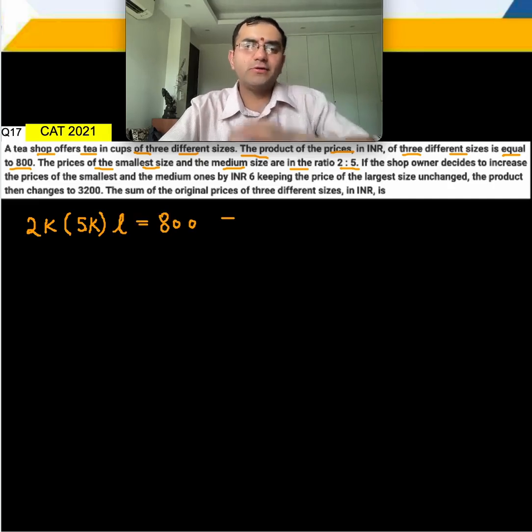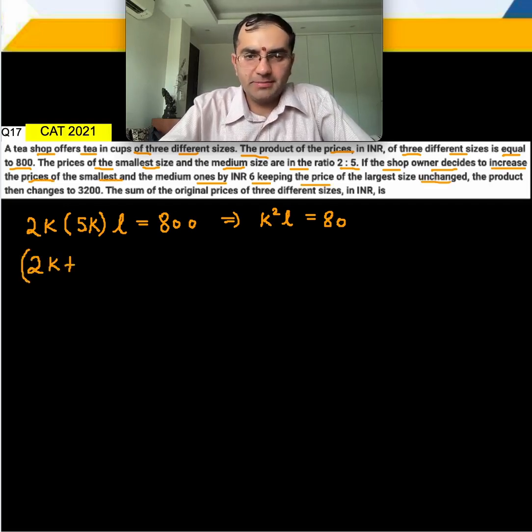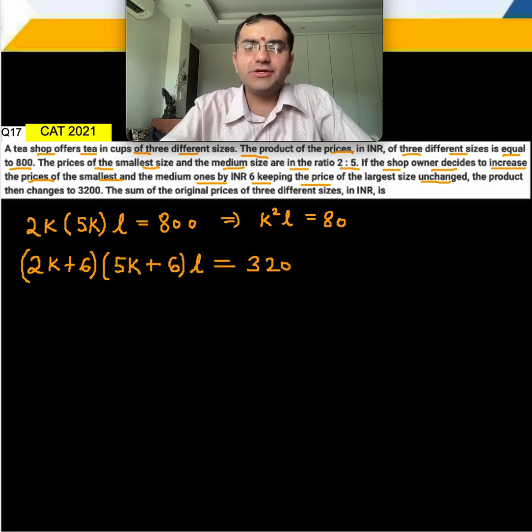You get an 800 over here. From here you can get 10 gets cancelled. k square L is equal to 80. If the shop owner decides to increase the prices of the smallest and medium by 6 rupees, keeping largest unchanged, product changes to 3200. (k+6)(5k+6) into L is 3200.